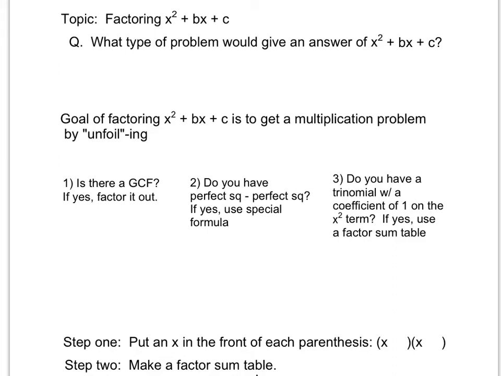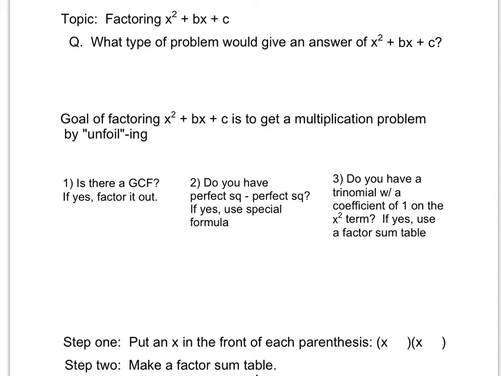Now that we've looked at two different ways to simplify an expression or change an expression's form by factoring, we are going to look at two more methods. The first of them being factoring whenever you have x squared plus bx plus c. We're going to use something called factor sum tables to do that.